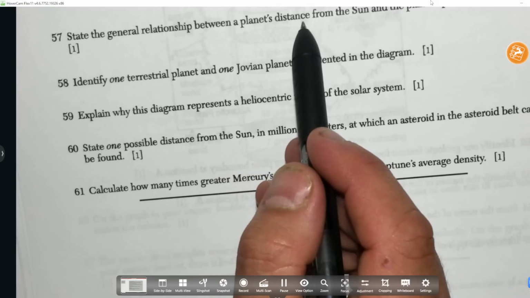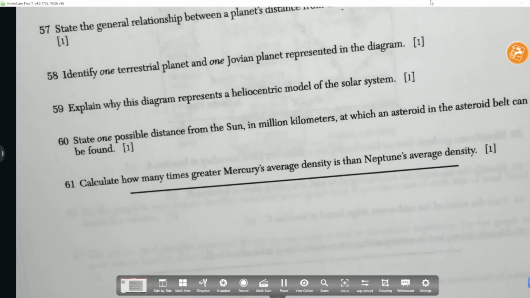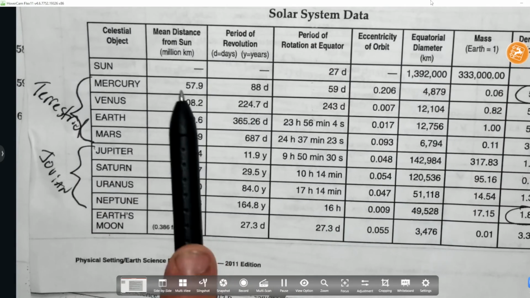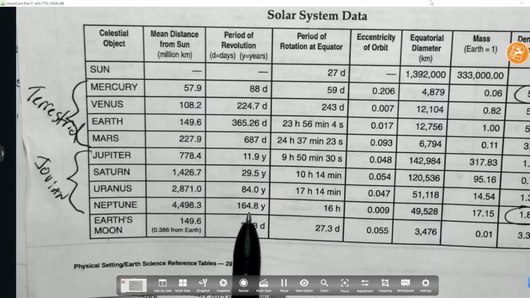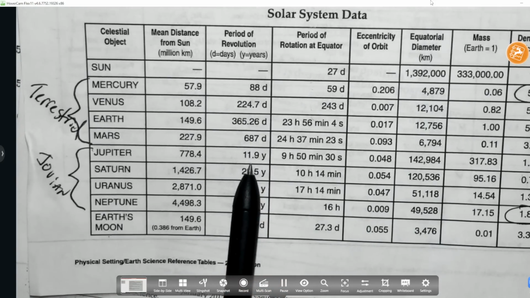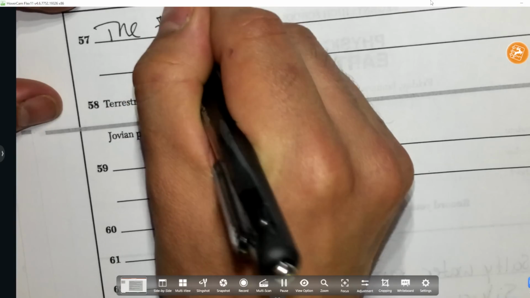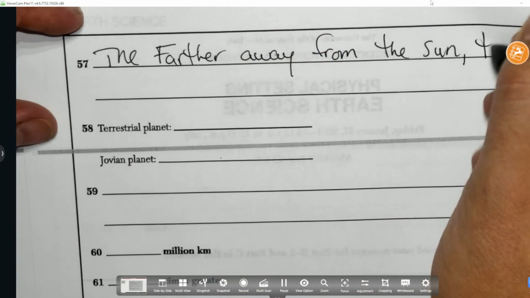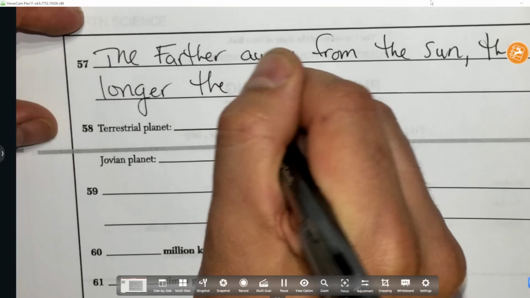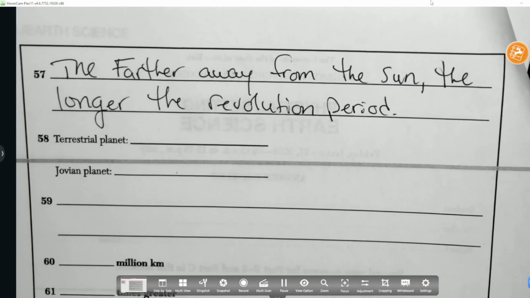State the general relationship between a planet's distance from the sun and the planet's period of revolution. ESRT, page 15. Distance from the sun is here. Revolution is here. As we get farther away, what happens to the revolution? Gets longer, right? So 88 days, 200 days, 300 days, 600 days, 12 years, 30 years, 84 years, right? So you can see how it increases as we move further out. So how would we answer that? The farther out, the longer the revolution. The farther away from the sun, the longer the revolution period.